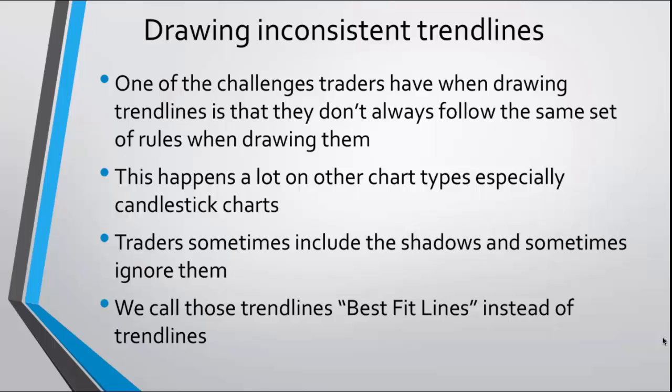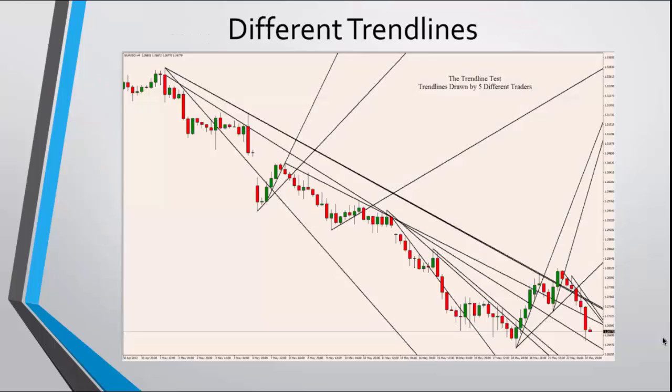We call those trend lines best fit lines instead of trend lines. When you ignore the shadows, that's called a best fit line. When you include the shadows as your highs for downward sloping or as your lows for upward sloping, we call those trend lines. The other ones we call best fit.